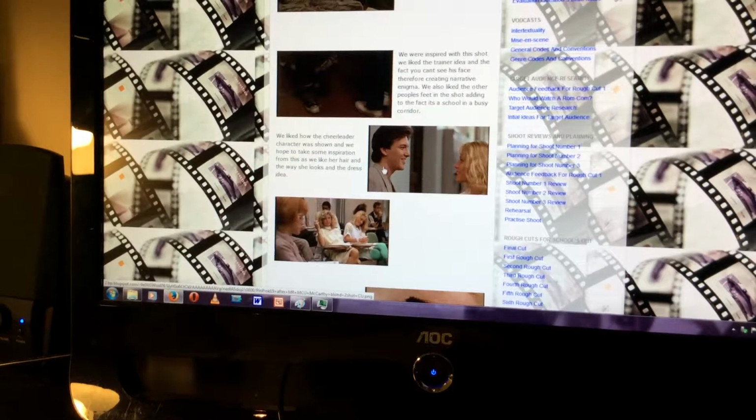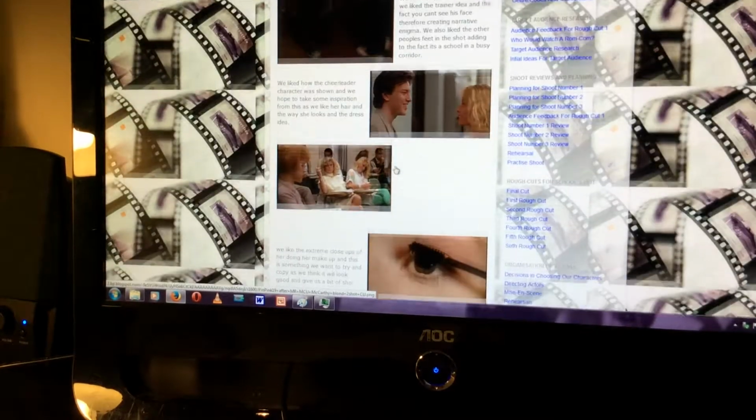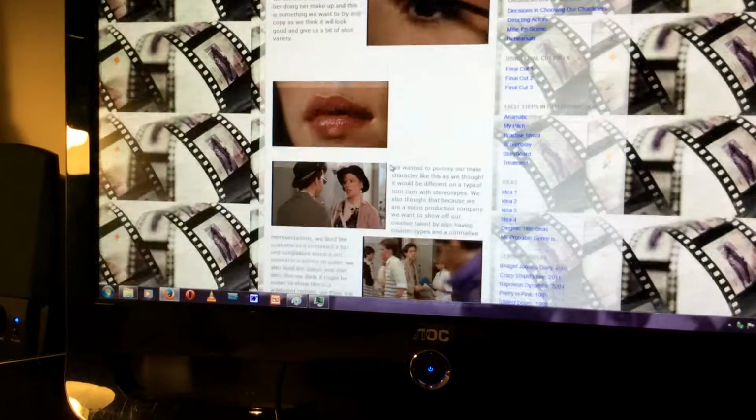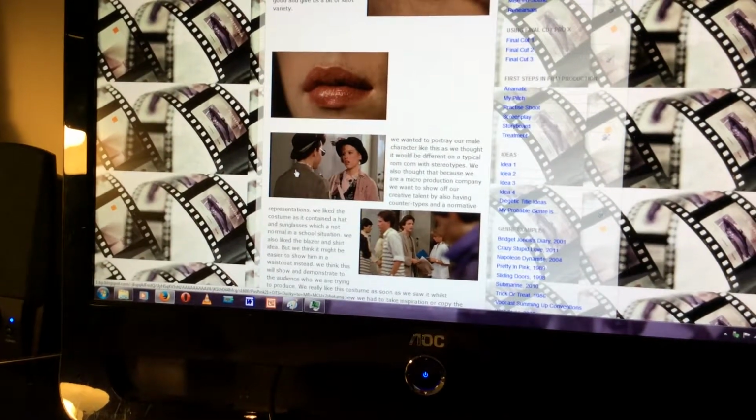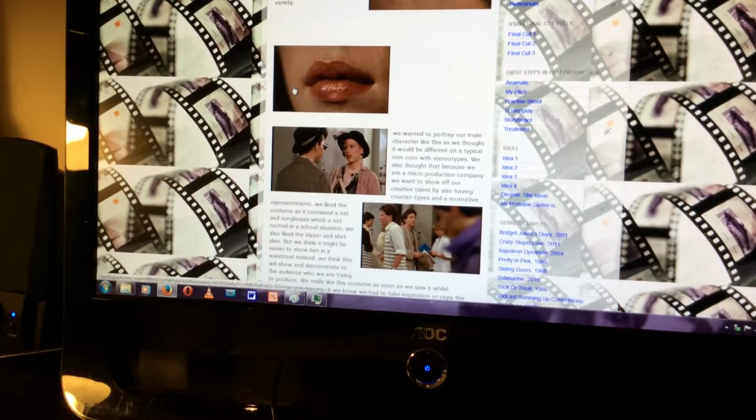She liked this person here, who we can see looks quite popular, and this character, which we thought we could reproduce for ours, which was good.